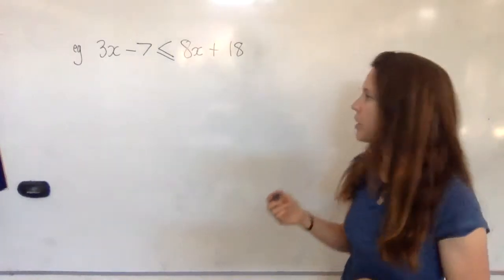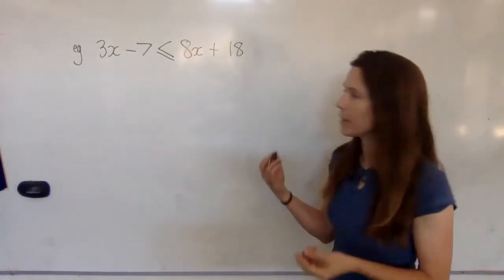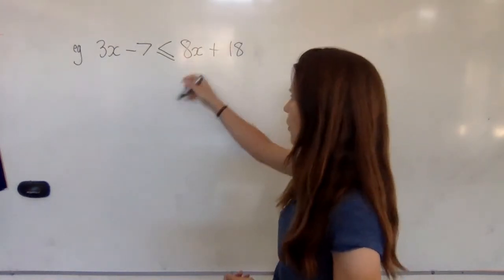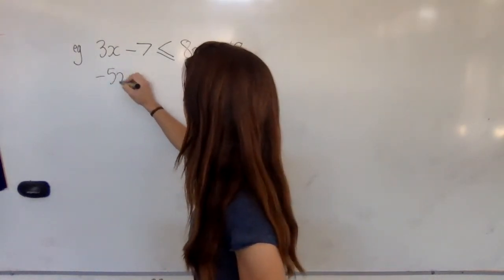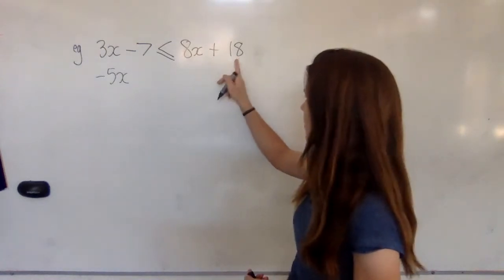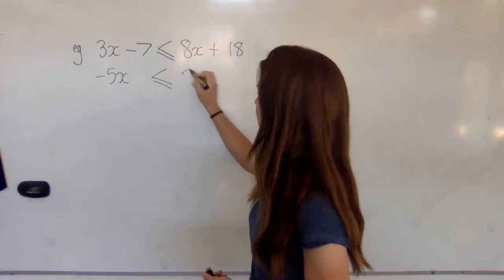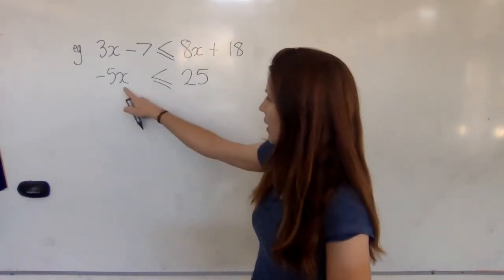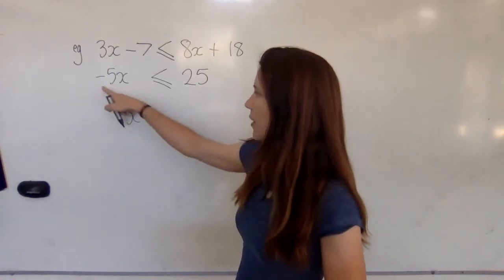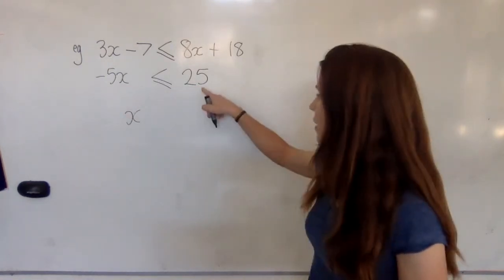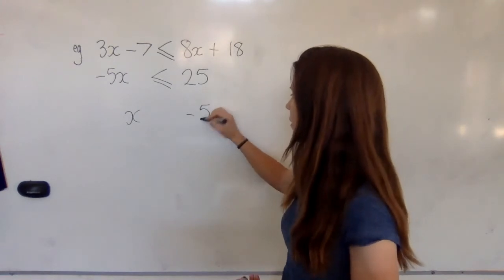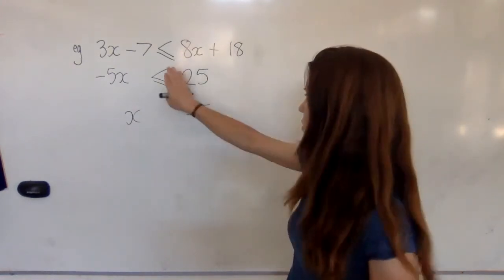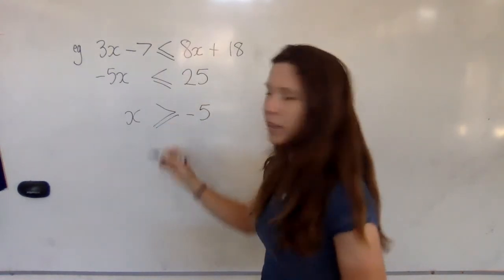So a simple example here, let's just solve this by balance. Subtracting 8x from both sides gives me -5x over here, and adding 7 to both sides is going to give me 25 over here. Now to get x on its own, I need to divide by -5, so I need to divide this side by -5. But because I've divided by a negative, I also need to flip a sign, and that's going to give me this.